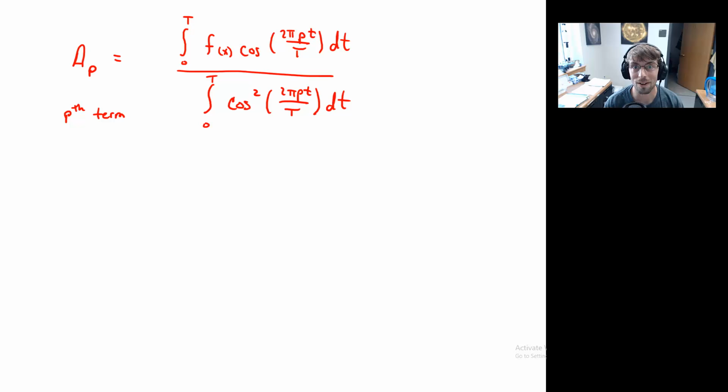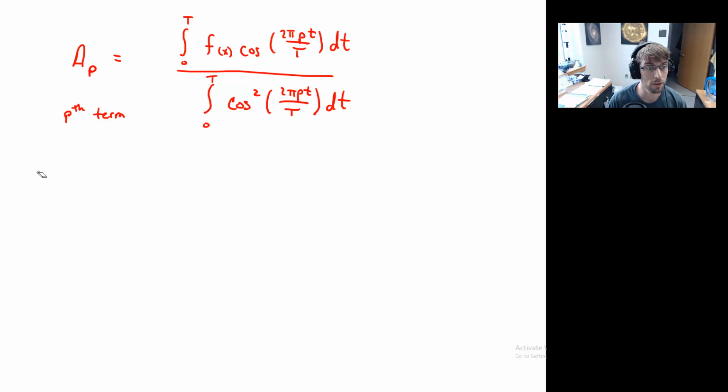Which is pretty cool, right? If I know my function f of x and I know it's periodic, I can find an expression for the function in terms of sines and cosines. Okay? The coefficients of each term are given by this equation.